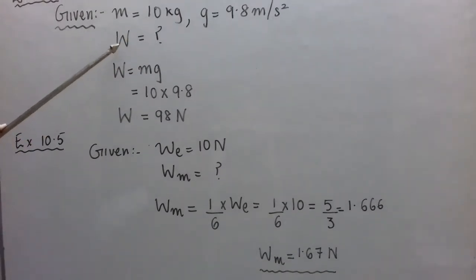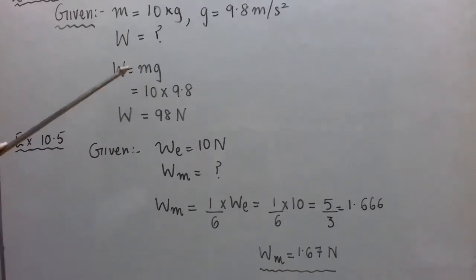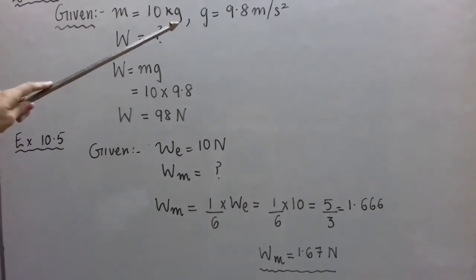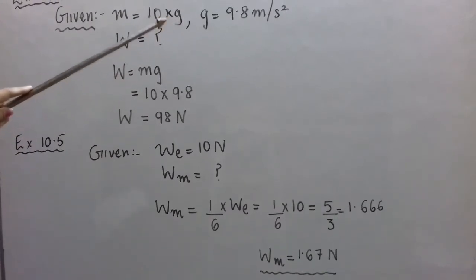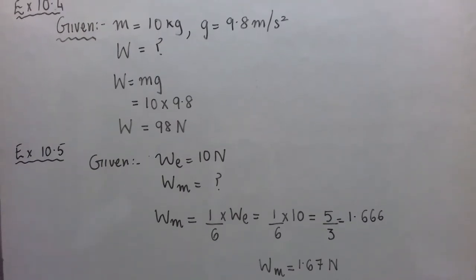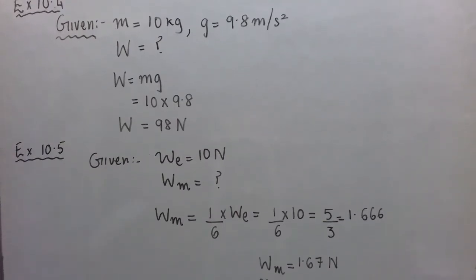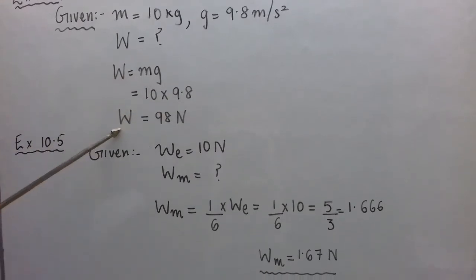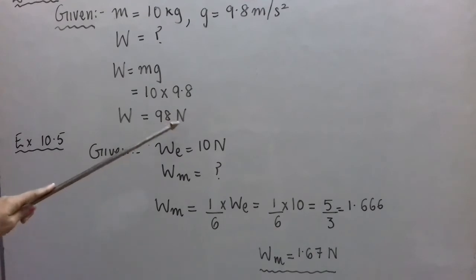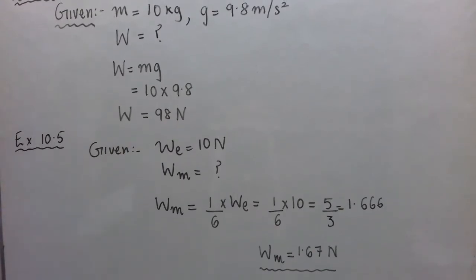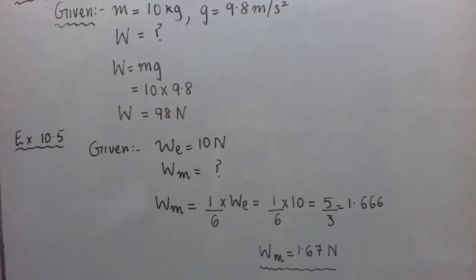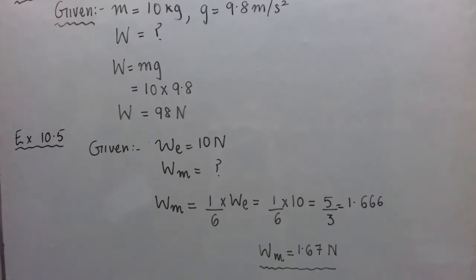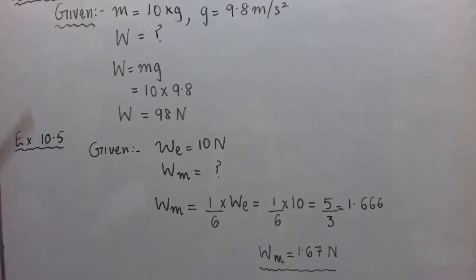We know the formula for W is mg. Weight is mg. So we can mention here in the given, g is 9.8 meter per second square. Whenever g value is not given, we always take it as 9.8 meter per second square. So just put the value in mg and you get the answer. Weight is 98 Newton. Remember, what is weight of the body? It is the force with which earth attracts a body towards itself or its center.